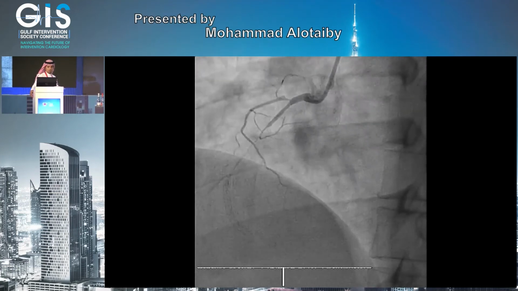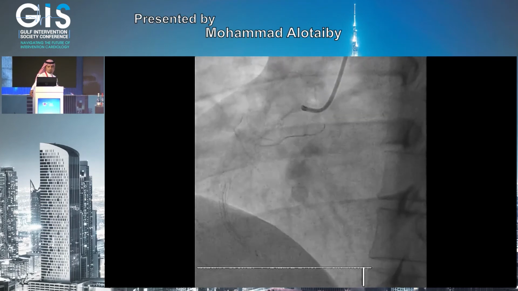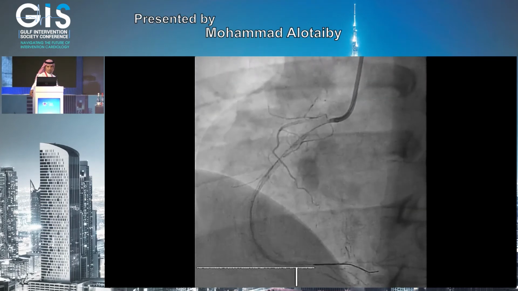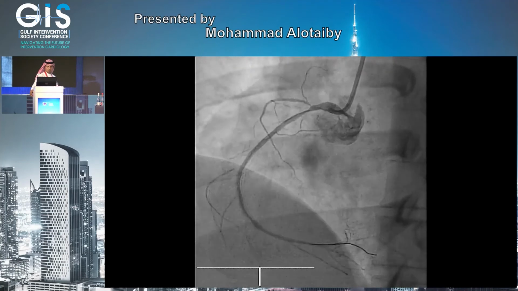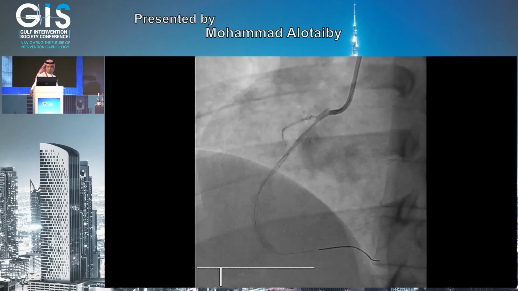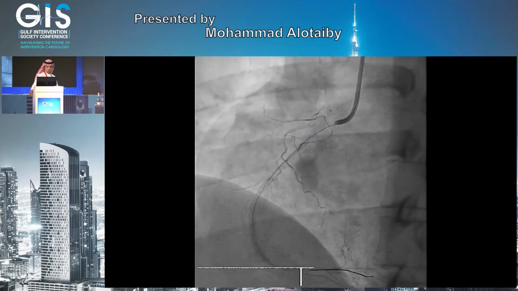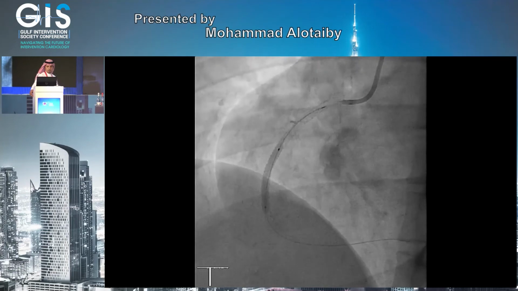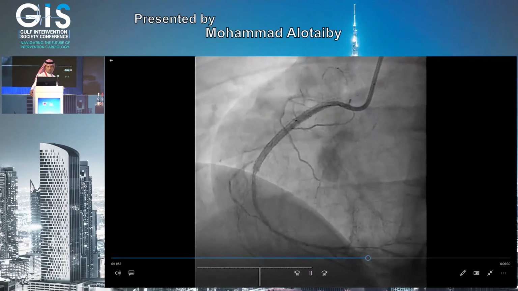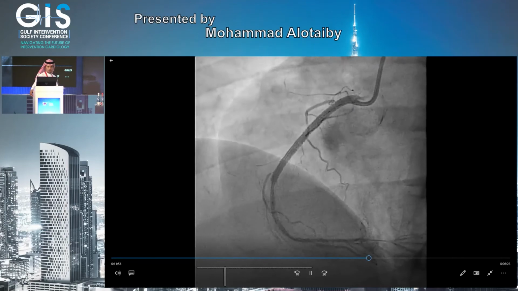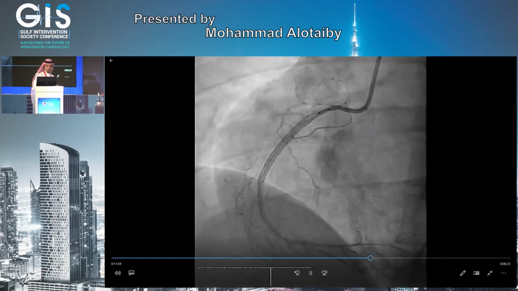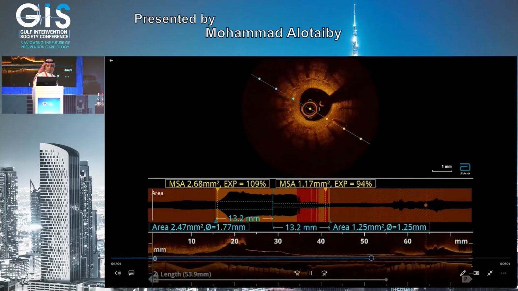If you are entertaining OCT in particular, you have to predilate well to be able to inject dye and see what's going on. They dilated all this segment. They decided to do more dilatation and to stent the whole proximal part, and then they pulled the OCT. So they did balloon in the distal stent, the old stent, and then they stented all this area. And now this is an OCT pullback.